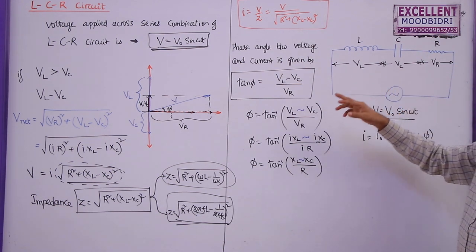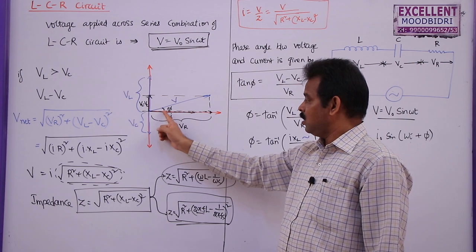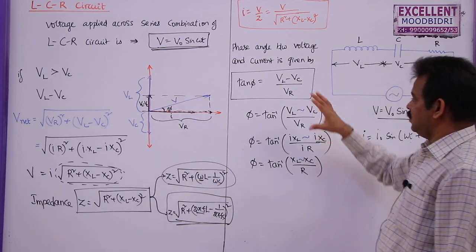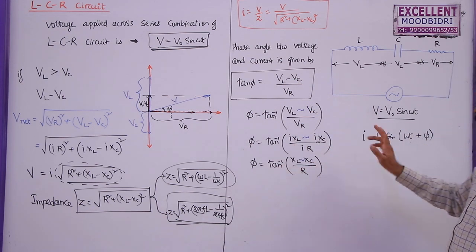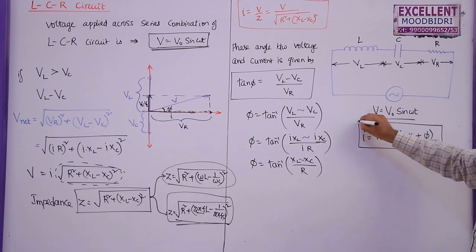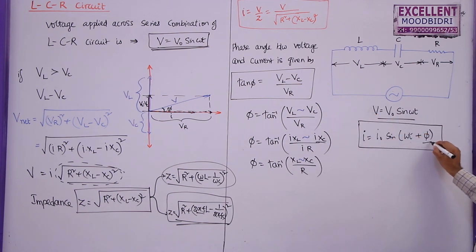But now, this angle is neither 0 nor 90. It is between 0 and 90 here. So first of all, we need to find out this phase angle. Then you can write the equation for current, which is I is equal to I naught sin omega t plus phi, where phi is the phase angle between EMF and current.